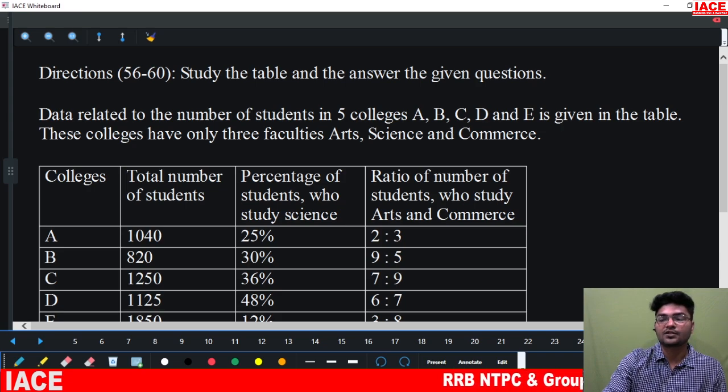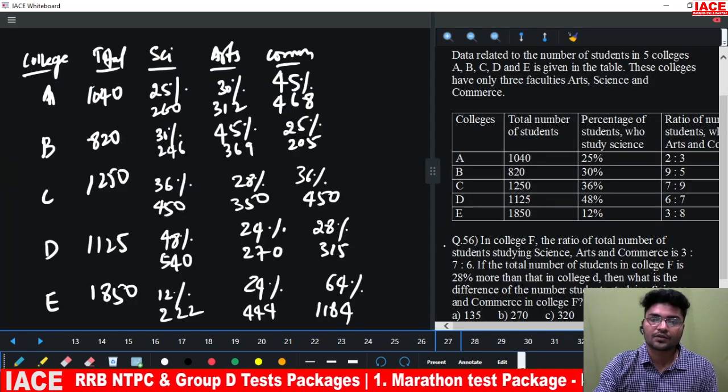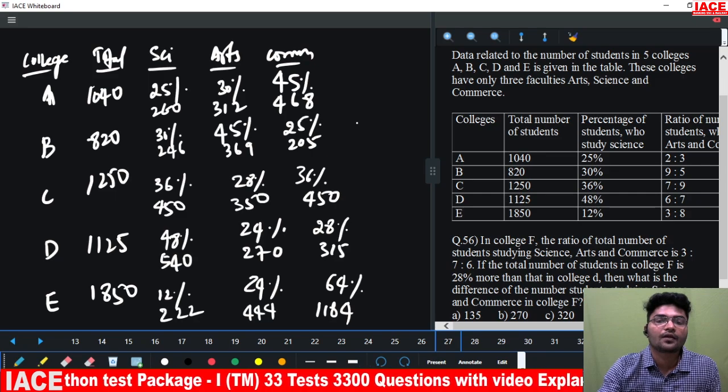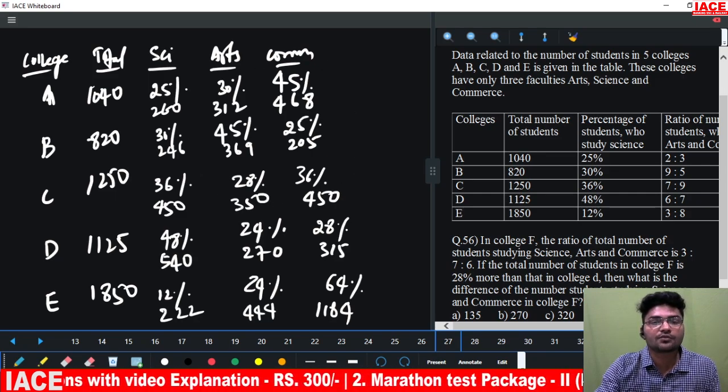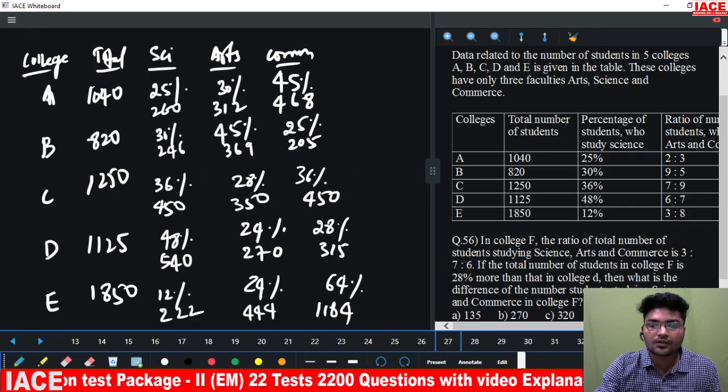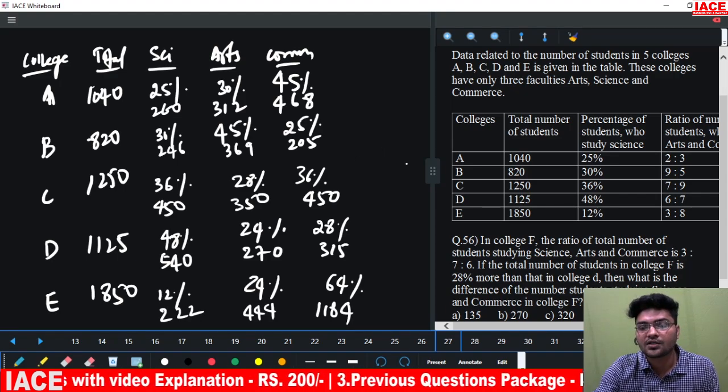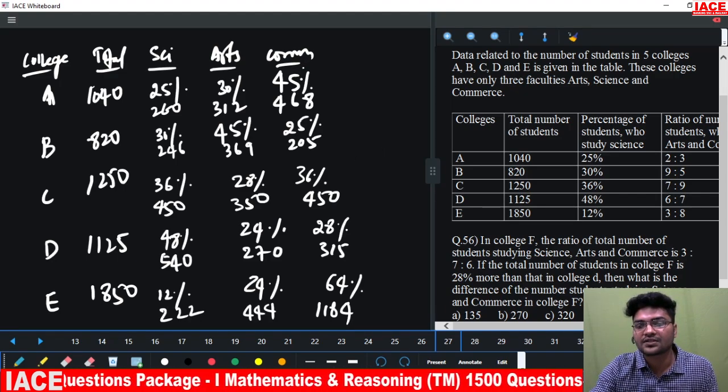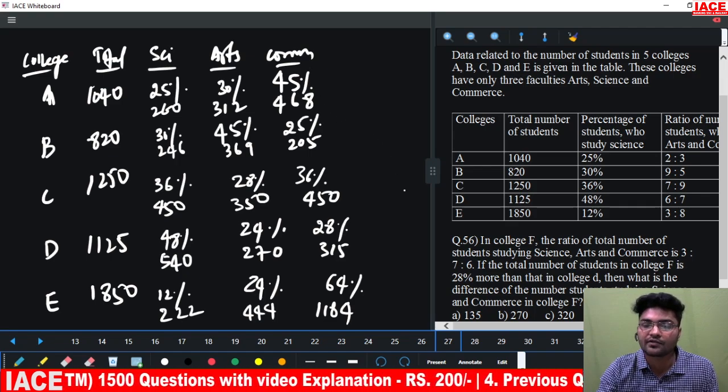Next, question number 56 to question number 60. So coming to question number 56. I have already arranged the data for you. Question number 56 says in college F the ratio of total number of students studying science, arts and commerce is 3 is to 7 is to 6.